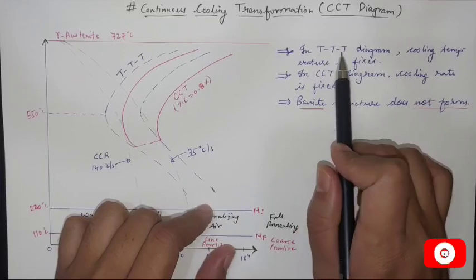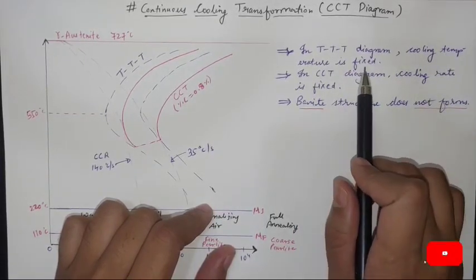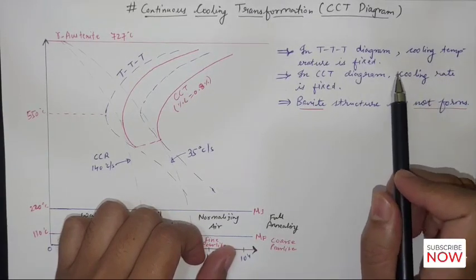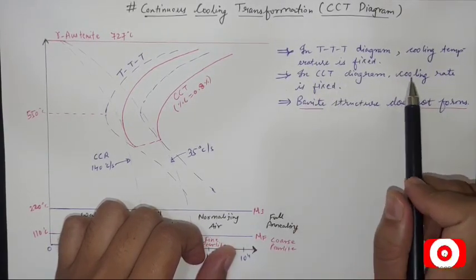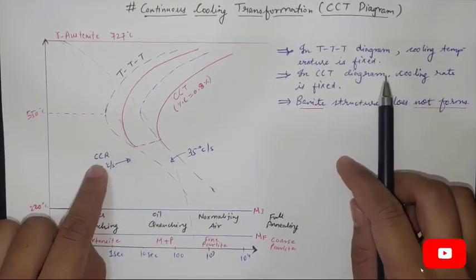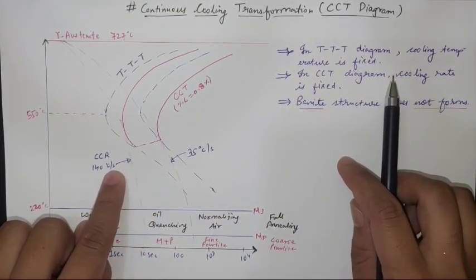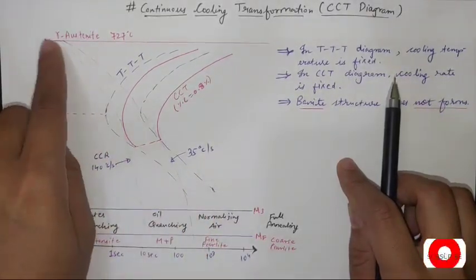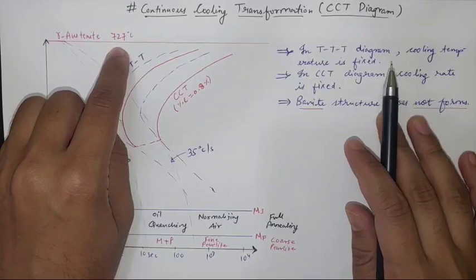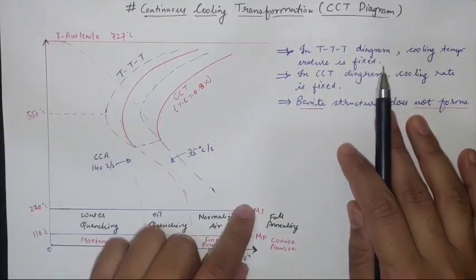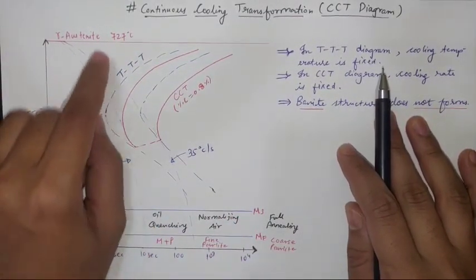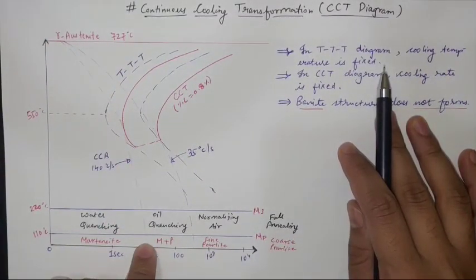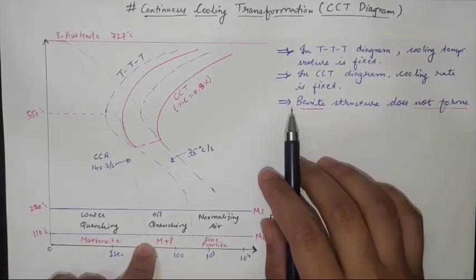In the TTT diagram, the cooling temperature is fixed. So we fix the temperature, and at that temperature we develop some microstructure. But here in the CCT diagram, the cooling rate is fixed, like a cooling rate of 140 degrees Celsius per second and 35 degrees Celsius per second. So at different cooling rates, from gamma austenite at 727 degrees Celsius, we achieve different microstructures. From this temperature we cool at some rate and bring it to room temperature. That is how we can get different microstructures.